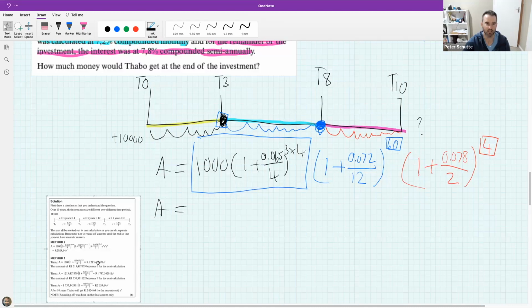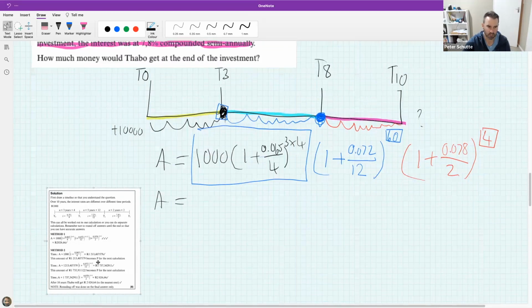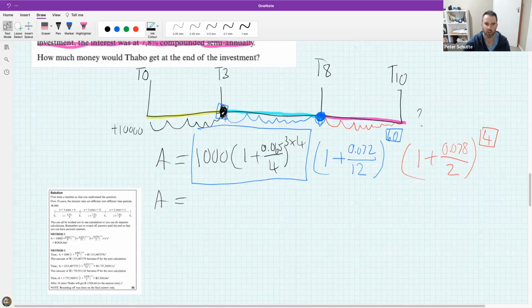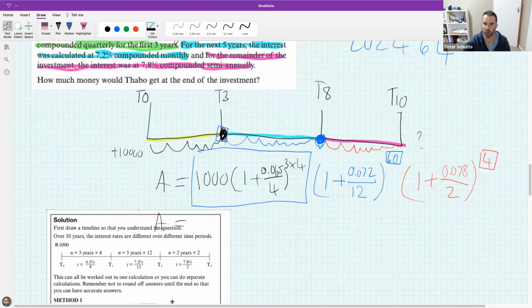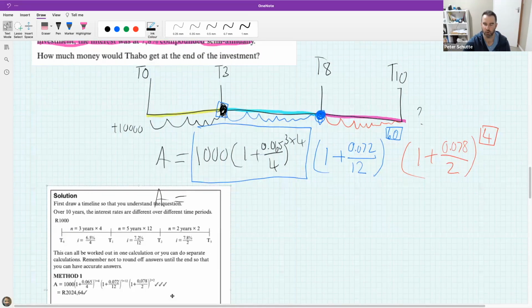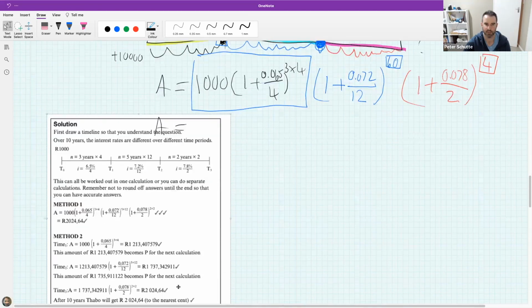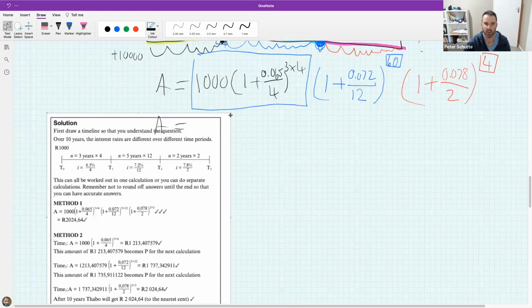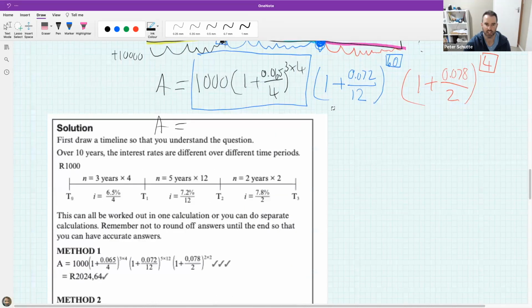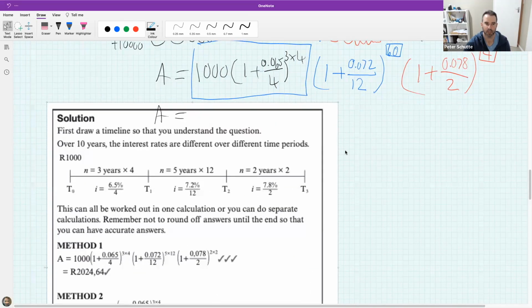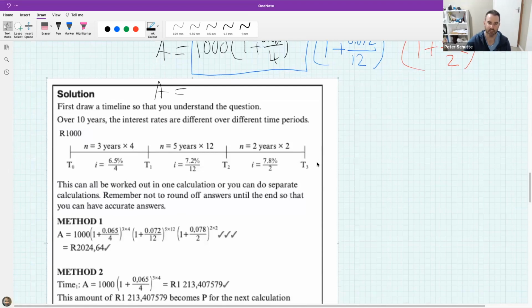So let's have a look here. After 10 years, it says here we got 2024. Oh, then we couldn't have got 2024. 2024 is what we got at the end, everyone. It wasn't 2024 halfway through. I think I made that mistake without checking. If you look at my timeline, you should end up with 2024.64 as your final answer.